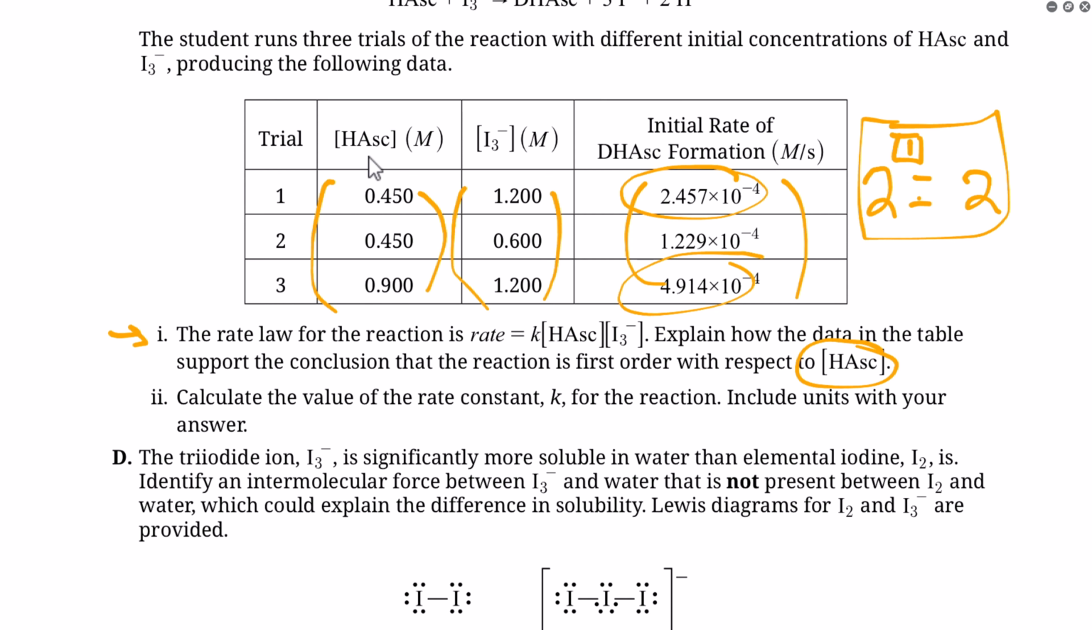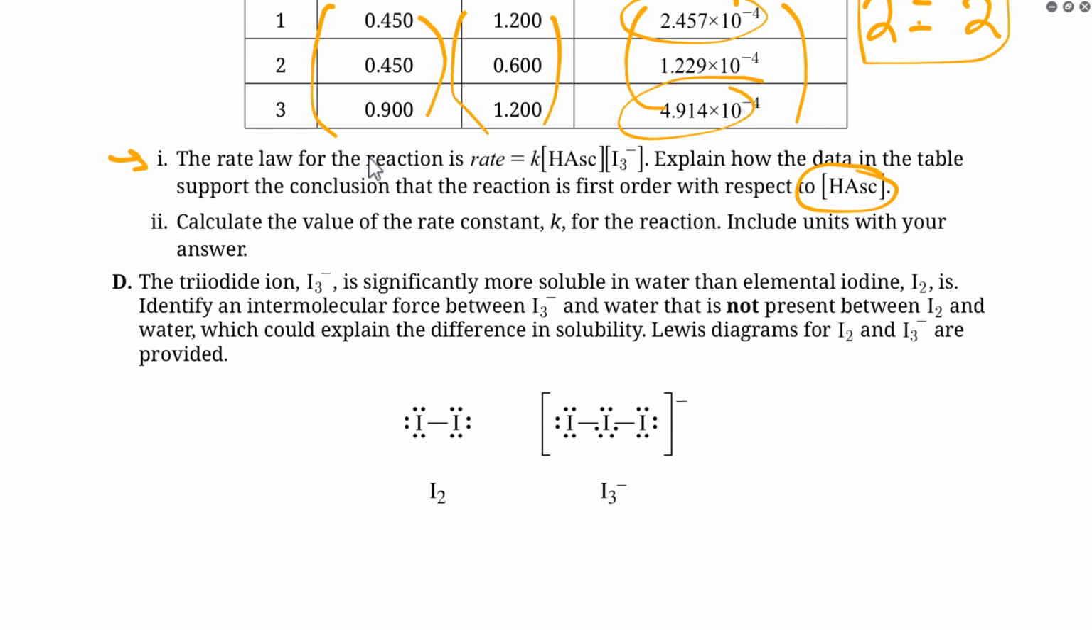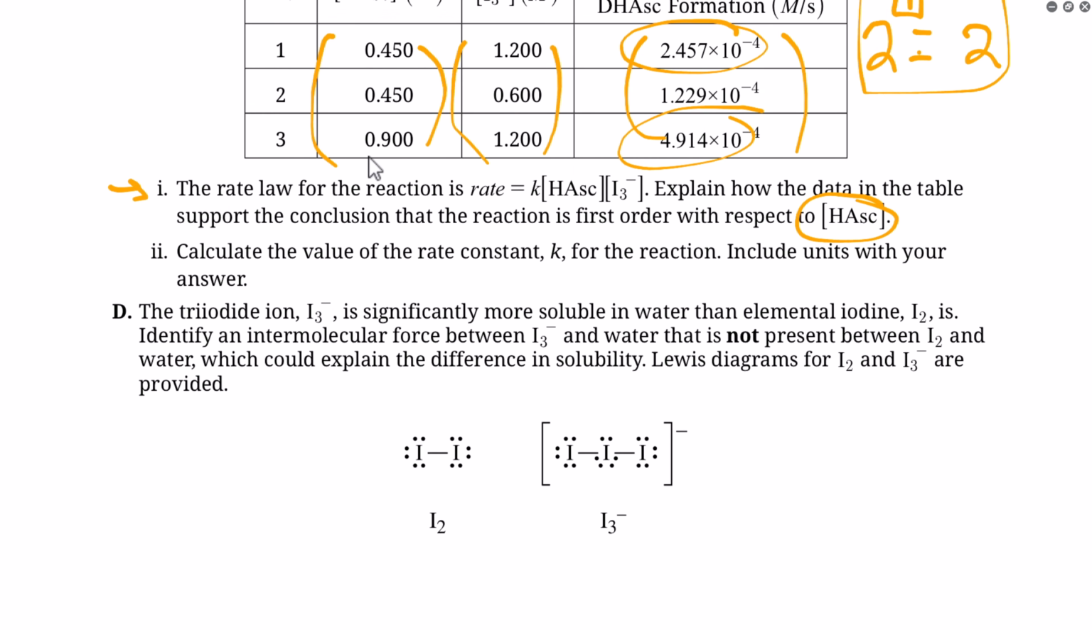The next part asks us to go through and calculate the value for K for the reaction, include units with your answer. So we'll just pick the first reaction here. We're just going to plug in the values for trial 1 into the rate expression and solve for the value for K. So 2.457 times 10 to the negative 4th equals K times 0.450 times 1.200. Sorry, ran out of room.